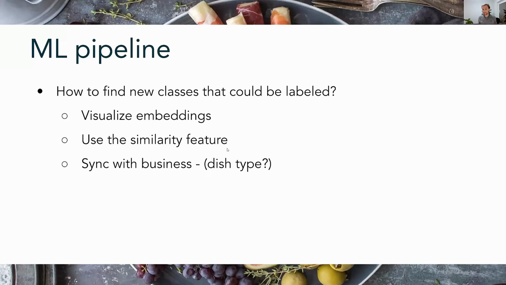All right, how to find new classes? That's what I kind of answered already. We need to visualize the embeddings. We use the similarity feature very much, and we sync with the business a lot of times. So this kind of answers this question, particularly how do we distinguish between sauces and blended foods? It's a thing that gets discussed a lot with the customers, and also with the business side, and also with us, where all these three sides are involved, and we try to see what classes are important and how we can put them together.